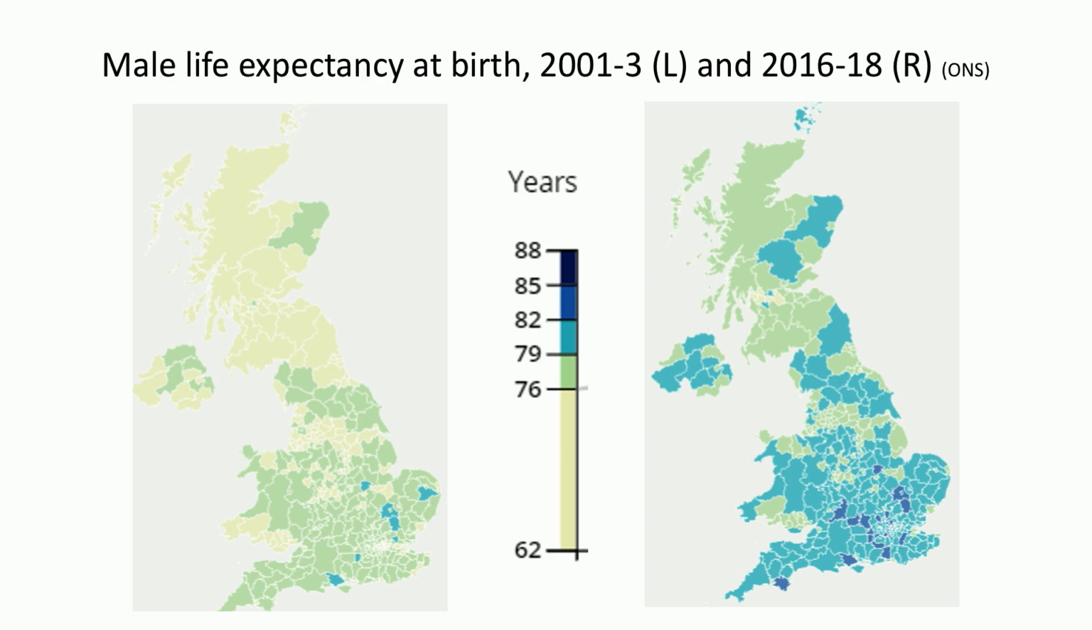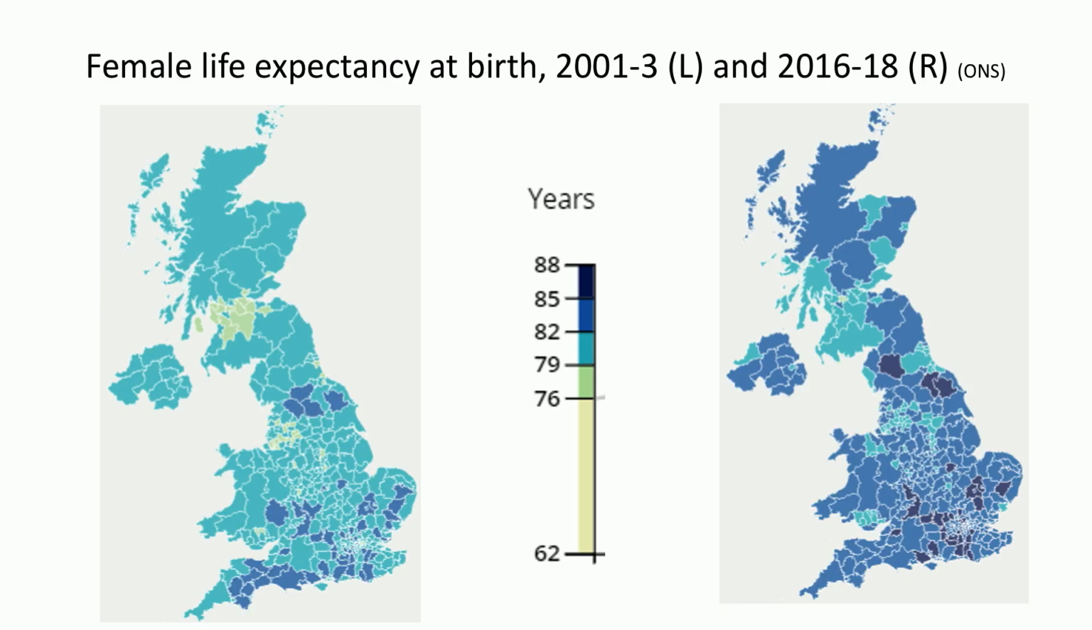So this is male life expectancy at birth in 2001 to 3. So this is less than 20 years ago on the left, where if it's green, it's below 80. If it's blue, it's in the 80s. And as you can see, if you look over the period up to a couple of years ago, that has shifted very substantially, and it has shifted across the whole country. Everywhere has got better, even though those areas which are more deprived have taken longer and are still behind. But the improvement has occurred across the whole of the UK.